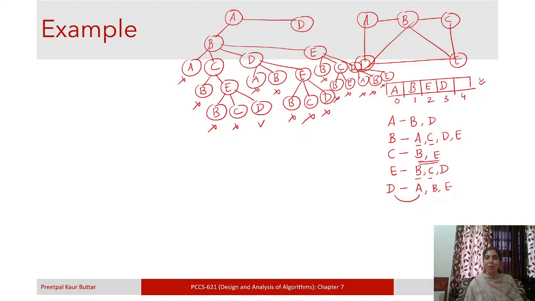So this is all about the Hamiltonian cycles, finding the Hamiltonian cycles in a graph using the backtracking approach.